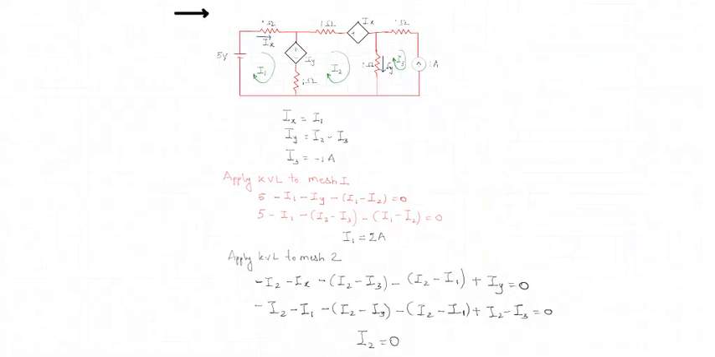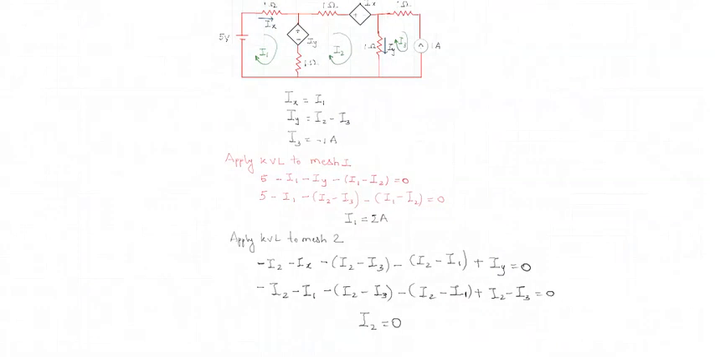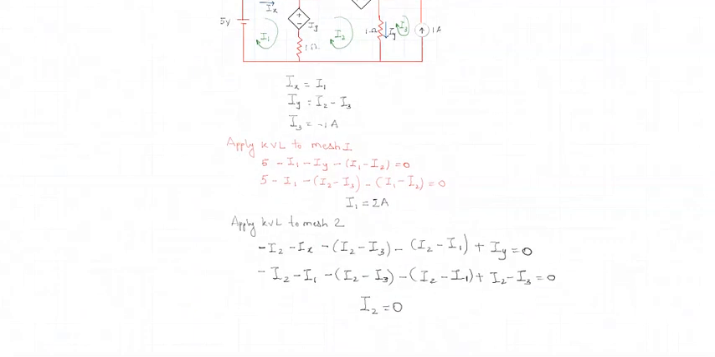Now what is the next thing we have to do? Replace your Ix and Iy with the variables I1, I2, I3 that you have formulated. So we know that Ix is I1, so we replaced Ix by I1. We know Iy is nothing but I2 minus I3, so we replaced Iy by I2 minus I3. I3 is already known to us. I1 is also already known to us from the previous KVL loop, and hence when we solve this particular loop, we get I2 to be 0.